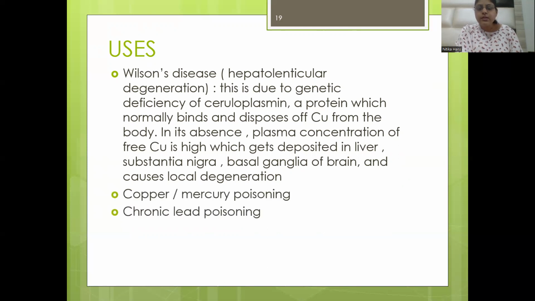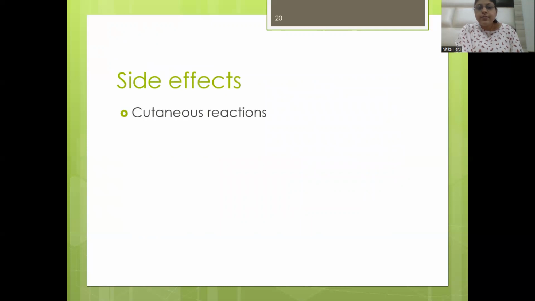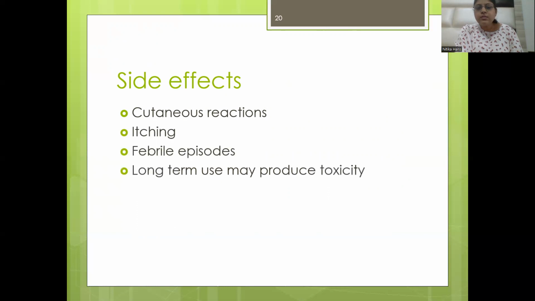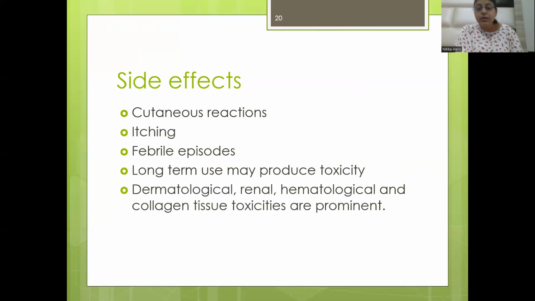Penicillamine can be used in copper or metal poisoning, chronic lead poisoning, and cystinuria, as it combines with cystine stones. Also in scleroderma. Side effects: cutaneous reactions can occur, itching, febrile episodes. Long-term use may produce toxicity. Dermatological, renal, hematological, and collagen tissue toxicities are prominent.